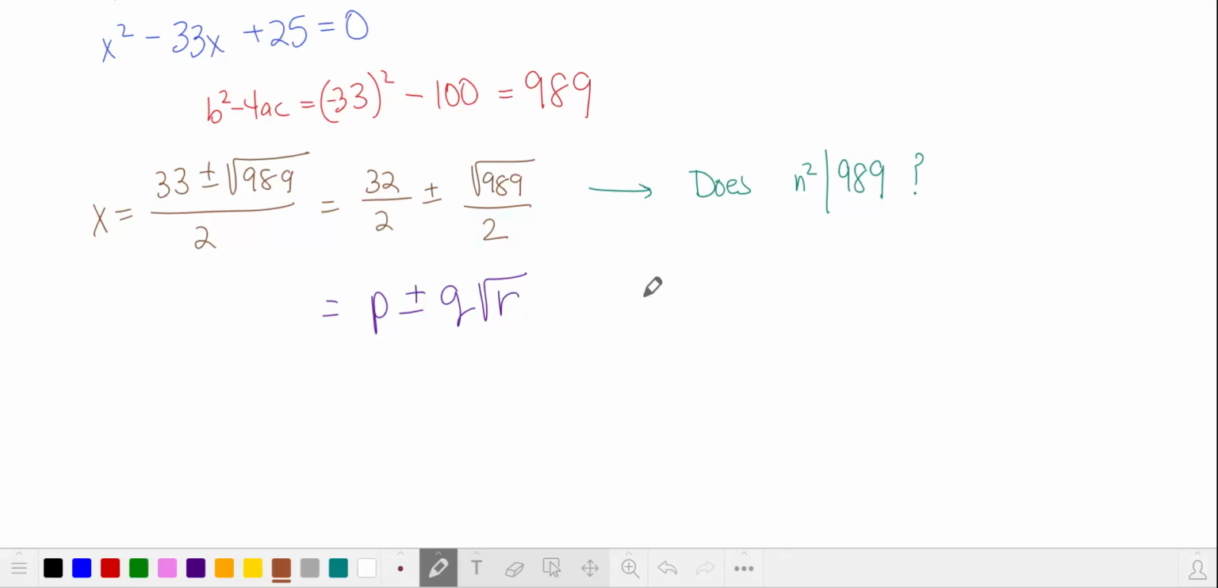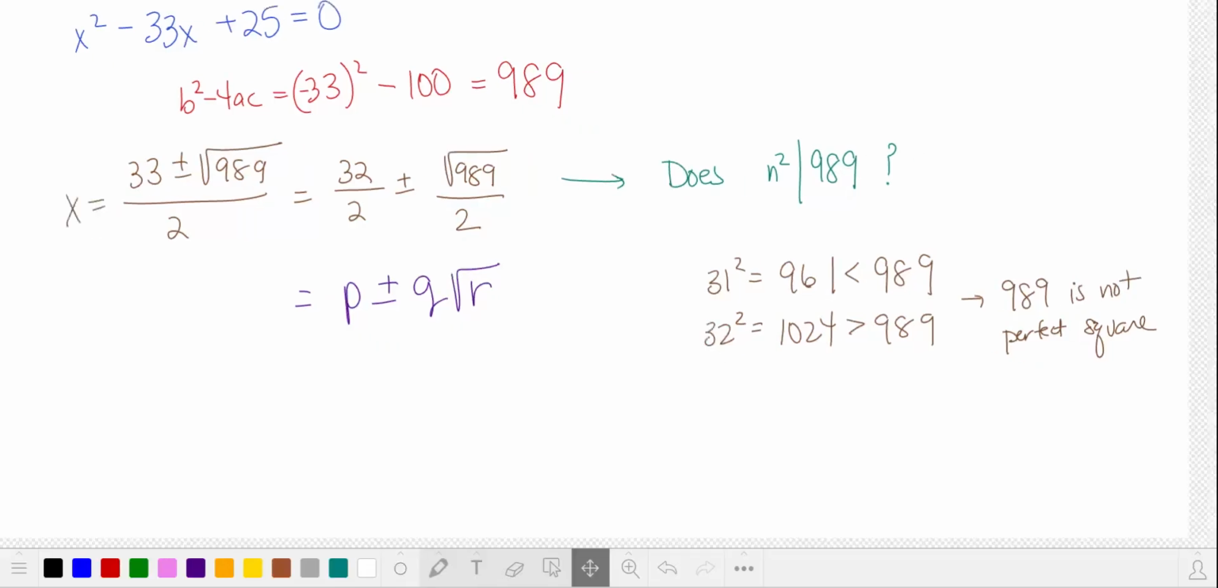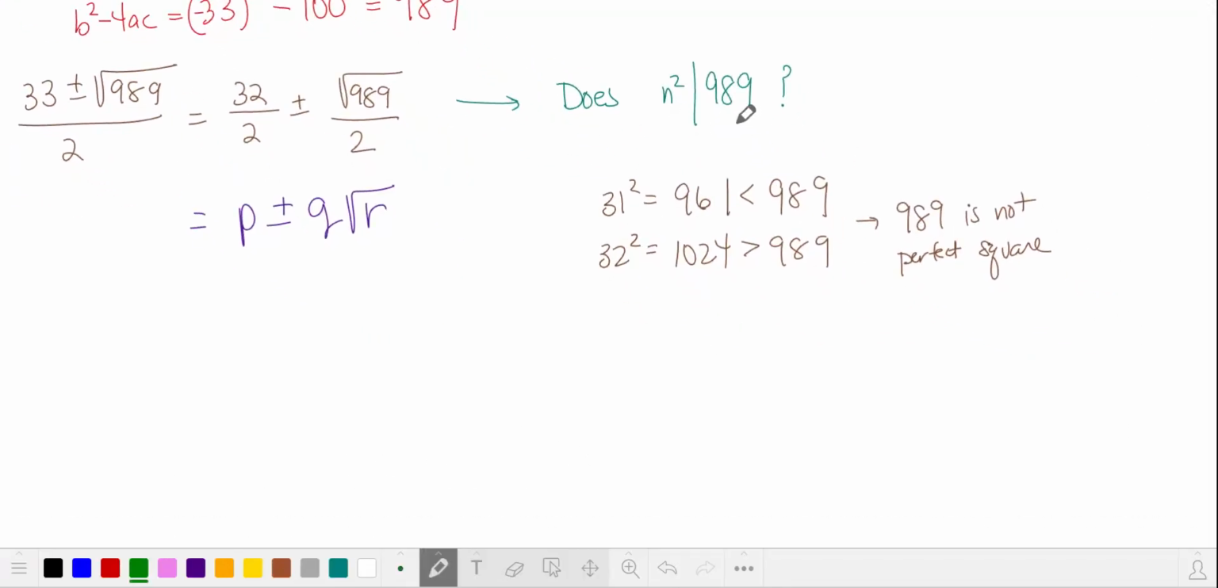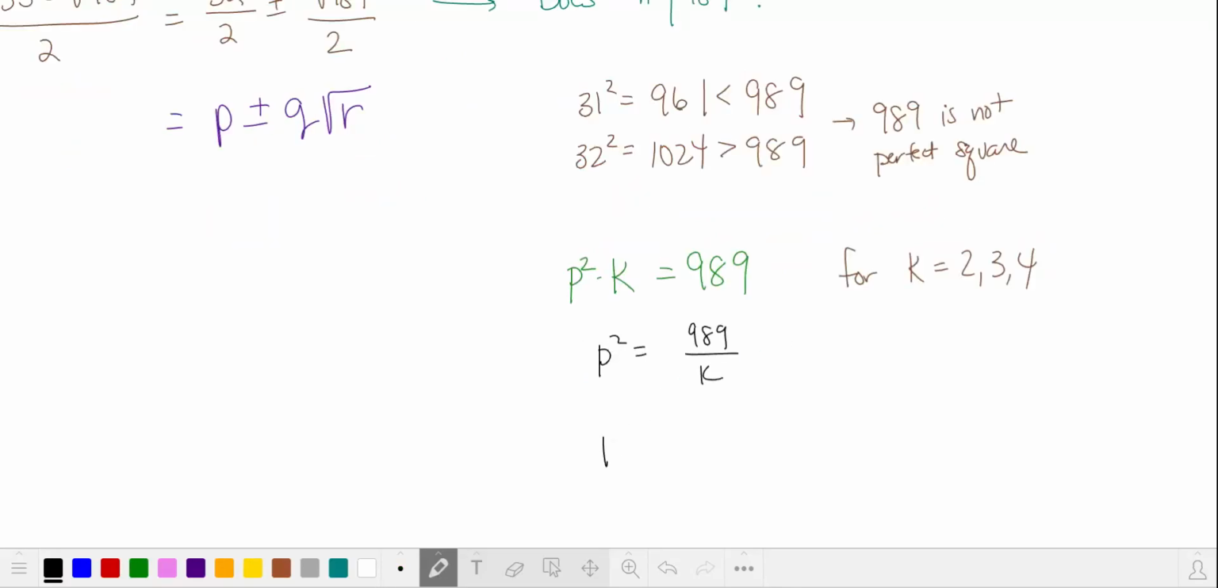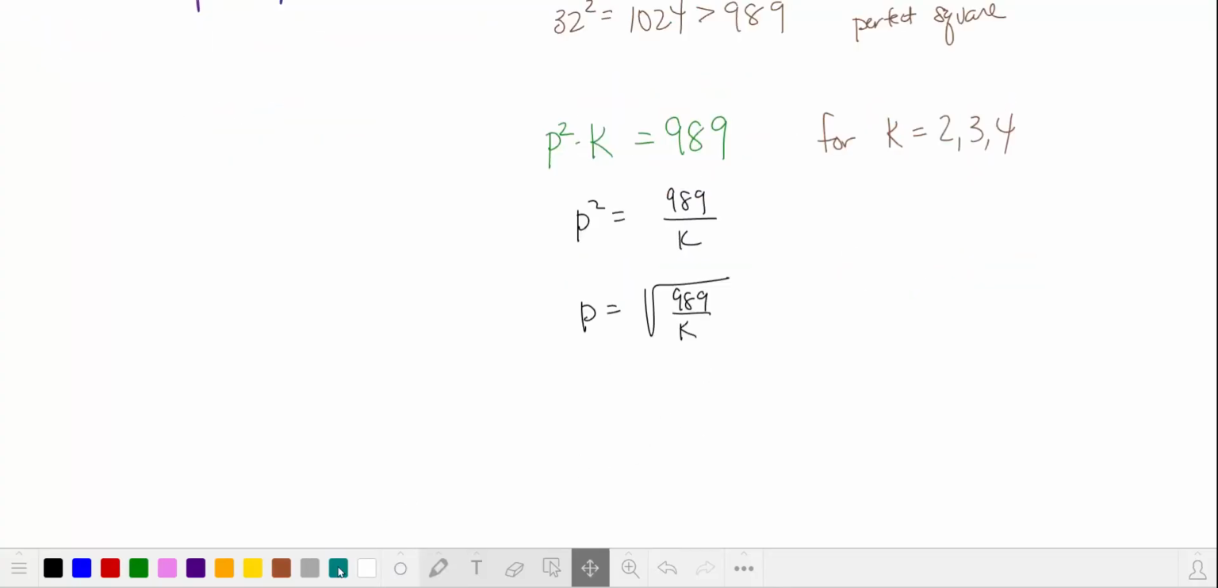First, we ensure that 989 itself is not a perfect square. These are our consecutive perfect squares, so 989 is not one. So if n squared divides 989, then there is the square of some prime multiplied by a constant that's equal to 989. Dividing by k and taking the square root, we can use this to find the upper bound of the primes that we need to check that divide 989.